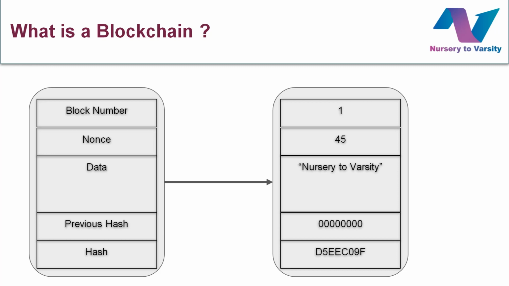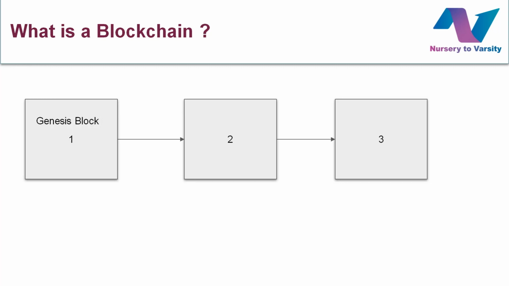The data is "nursery to varsity". We can consider this as a transaction, or we can consider this any type of data. Previous hash: as we can see that this is a genesis block, so this is the starting of a blockchain, so we don't have a previous block here, so we are considering the hash as 000. The hash is the hash obtained from all these four fields. So I hope that is clear now. I know you might be overwhelmed with all this information, but we will clear that out in future videos.